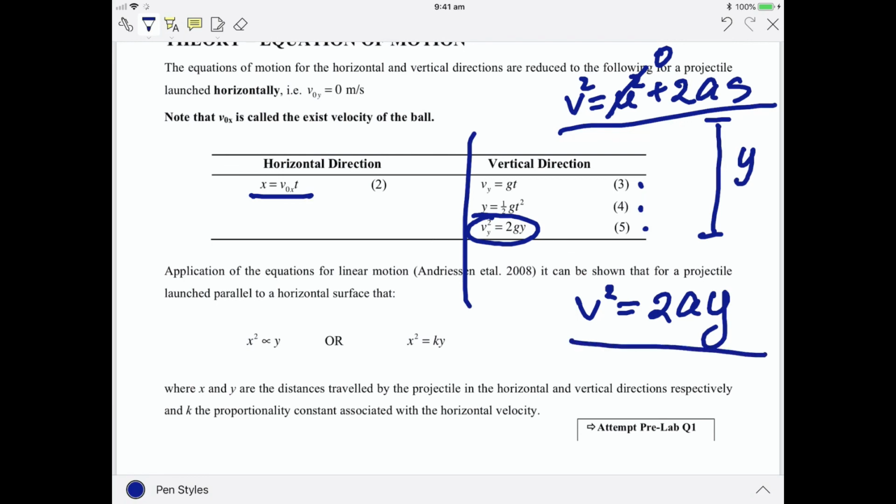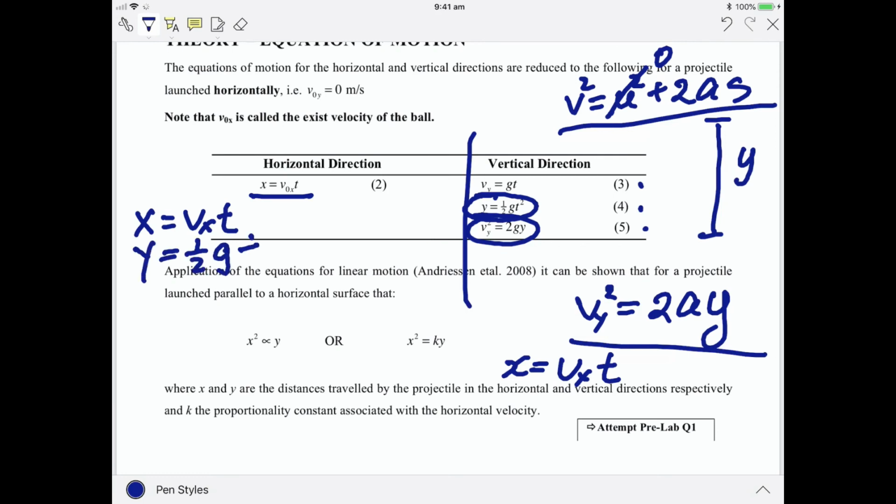You use this one, and you use x equals v x t. Now this is vy. This is vx t. Another possibility is you can use this one. I beg your pardon, the second one could be even better. So you will use x equals vx t, and the second one, y equals half g t squared. Now, what it means, you substitute the t.